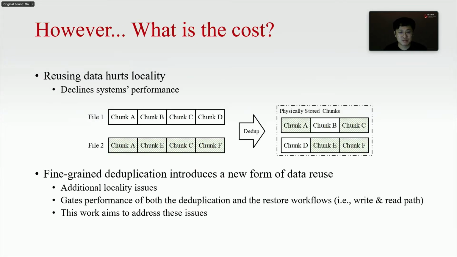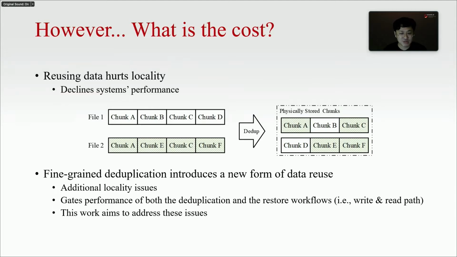This solution sounds great, but it suffers from some costs. Eliminating redundancies always lets compressed files share common parts, and this kind of data reusing will hurt locality. For the example in the figure, file 1 and file 2 both contain chunk A and chunk C. But in physically stored chunks, file 2 has a poor locality because its component chunks are not located sequentially. This example suggests a case of data reuse, and from that we could learn that data reuse always hurts locality.